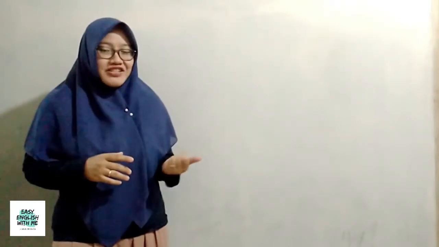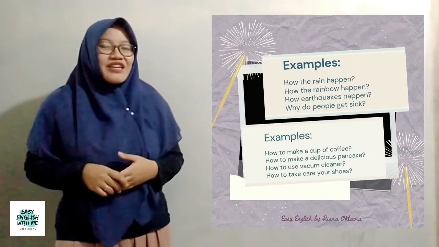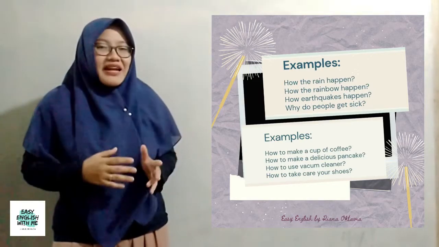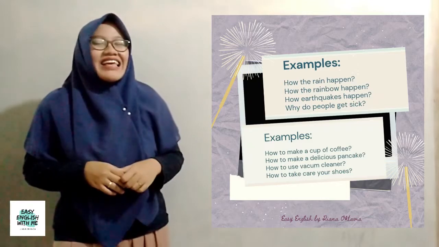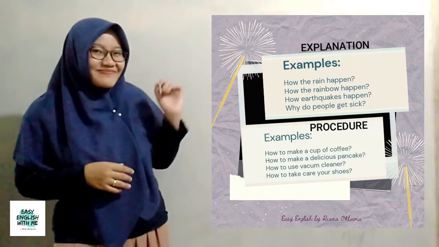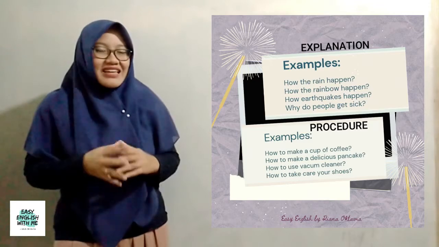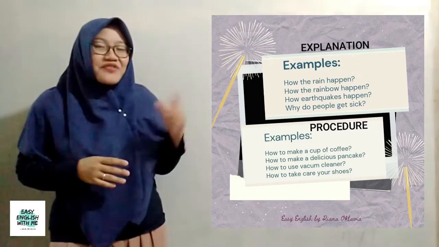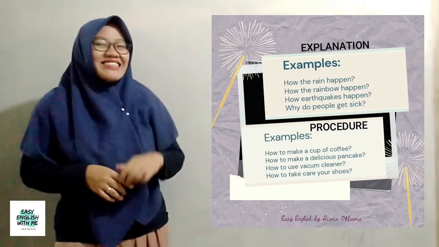Yes, and this is time for us to know about some examples of explanation and procedure text. There are some examples of explanation or procedure text topic or title. You can see here some examples of explanation and procedure text. Box number 1 is about examples of explanation text. You can read it by yourself. And box number 2 is about examples of procedure text. So, can you find the differences between explanation and procedure text? Yes, thank you.